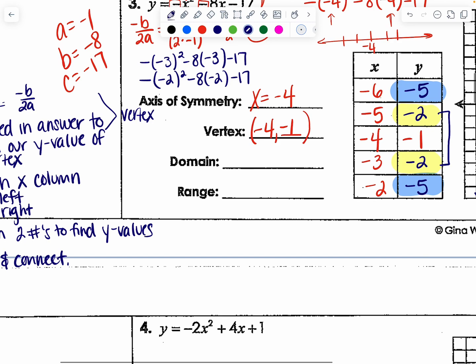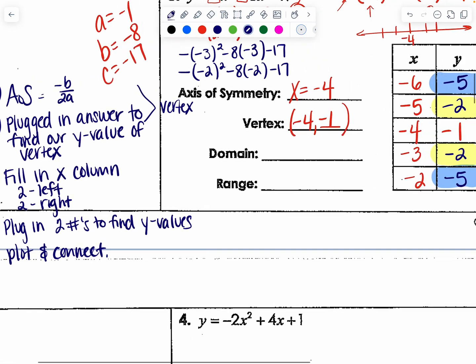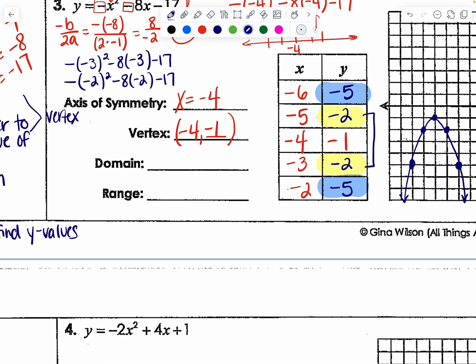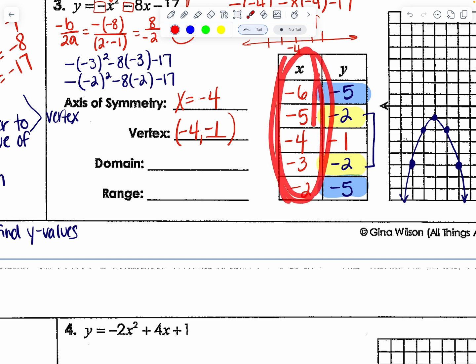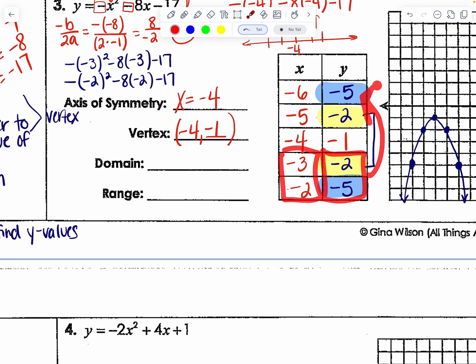All right, so once we have our vertex, we're then going to fill in this x column. We'll fill in the rest of this with 2 to the left and 2 to the right. Then we'll choose 2 of them to find our y values, and we know those y values are going to match up here at these 2 y values. And then we plot, connect, and draw our graph.